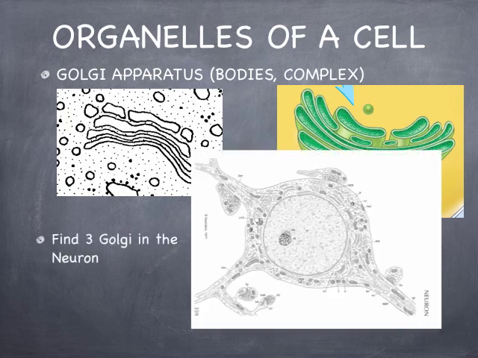Here's a good little test for yourself. The neuron that I've put up here has 3 Golgi in the picture. Look closely at the neuron, and if it's not clear enough here in the lecture, pull out the picture of the neuron that you have from your handouts. See if you can identify the 3 Golgi apparatus in this picture. I'm just going to pause for a moment and let you look.